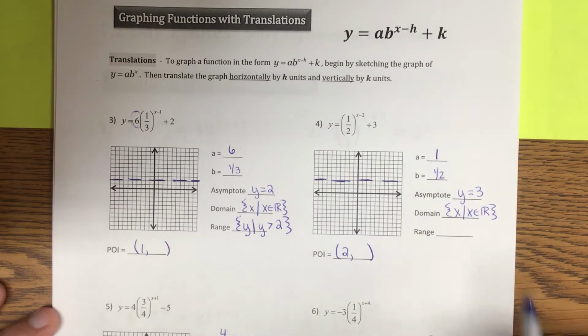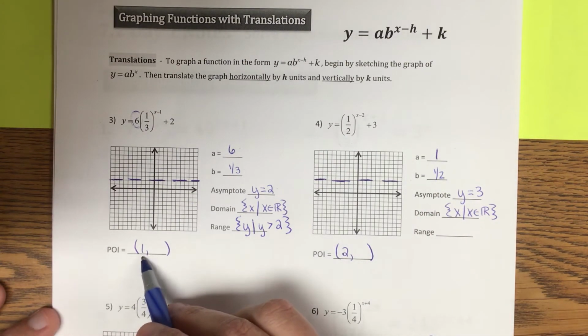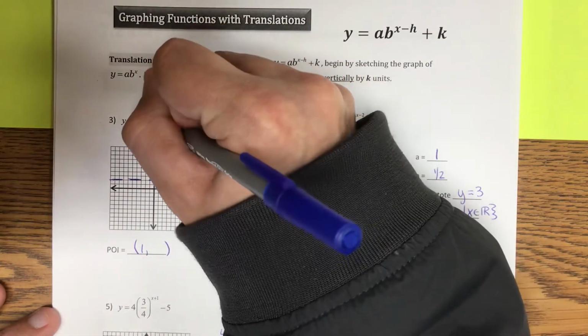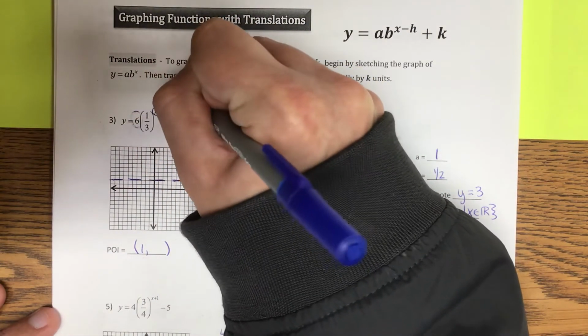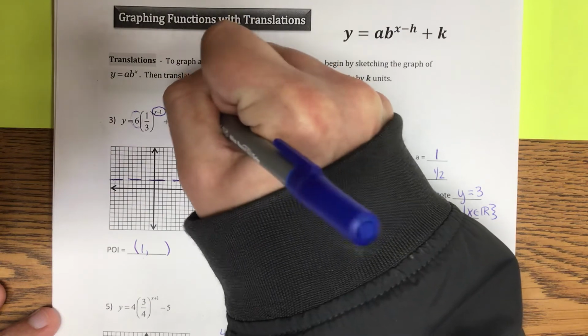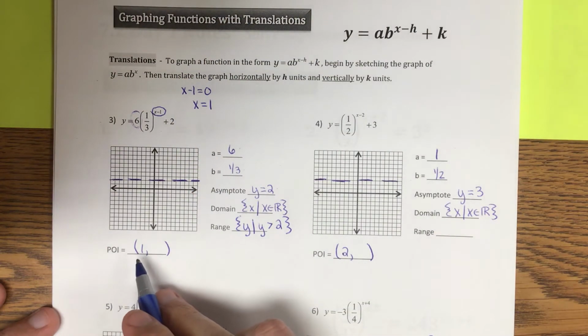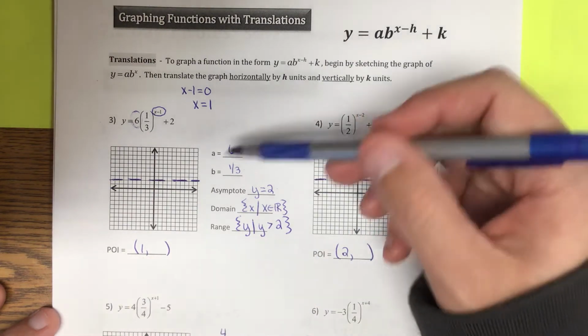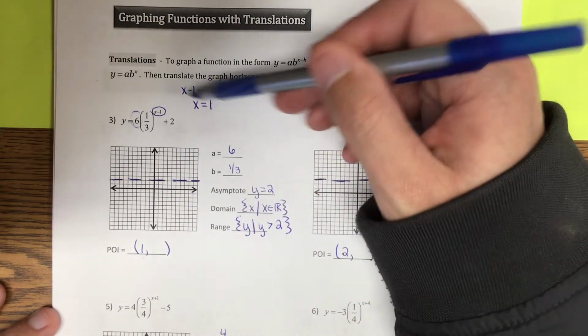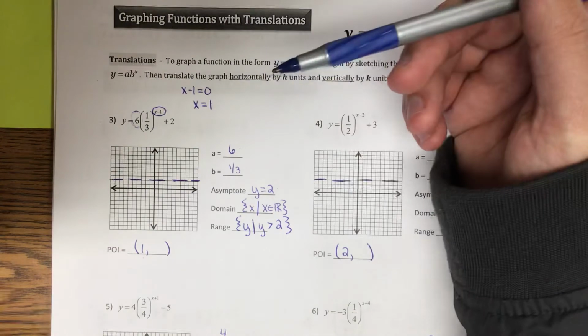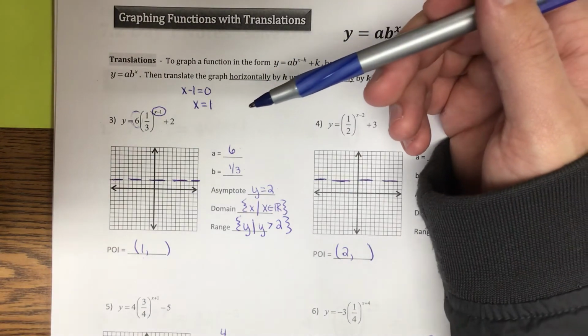And so if you're using the point of interest, the 1 is important because if you take the power, x minus 1, and set that equal to 0, that gives you x is equal to 1. That's where that point of interest is coming from. Now, to get the y value, you can either take that 1 and just plug it in and see what happens. That's a really easy way to do it.